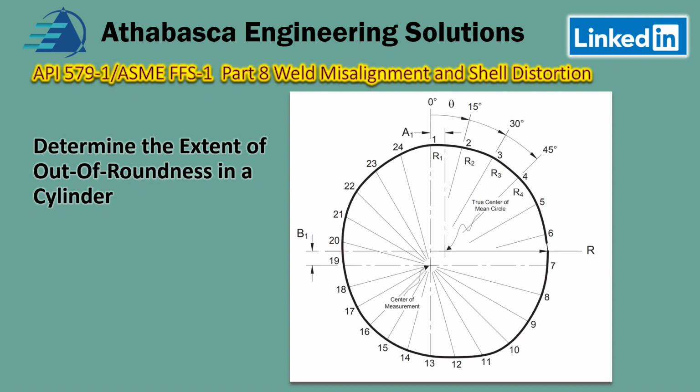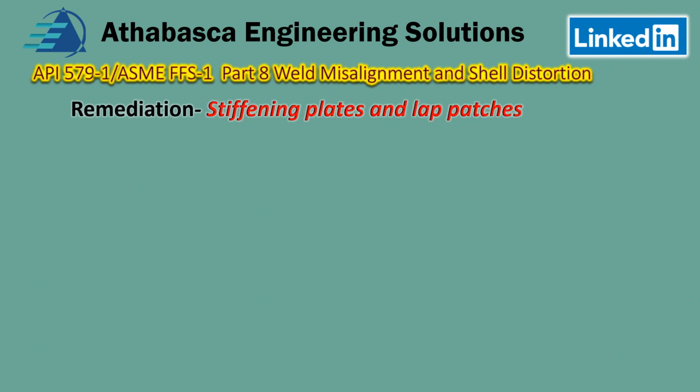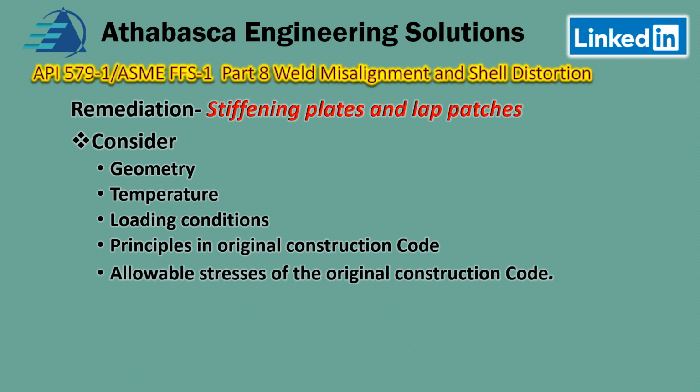And we break them down into individual components. And then there are some equations used to characterize the out of roundness on the cylinder. The remediation recommendations that could be employed, in this particular method, would be considering adding stiffening plates and lap patches. One of the things to consider with that design is the geometry, the temperature, the loading conditions, the principles in the construction code, and the allowable stresses of the original construction code.